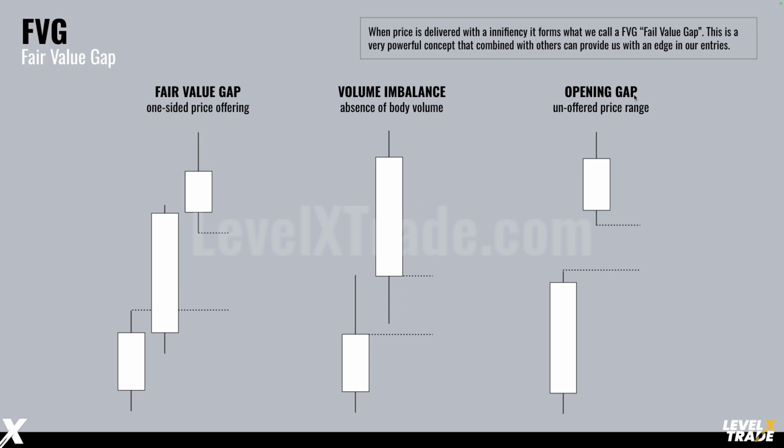And then now we have the opening gap. It's an unoffered price range. This normally occurs, and I see that a lot, at the close and open of the market. For instance, Friday when the market closes, it closes right here. Sunday when it opens, it just shoots higher. This is a gap that later on that day, most times the market can come down here to fill this gap to continue to go higher.